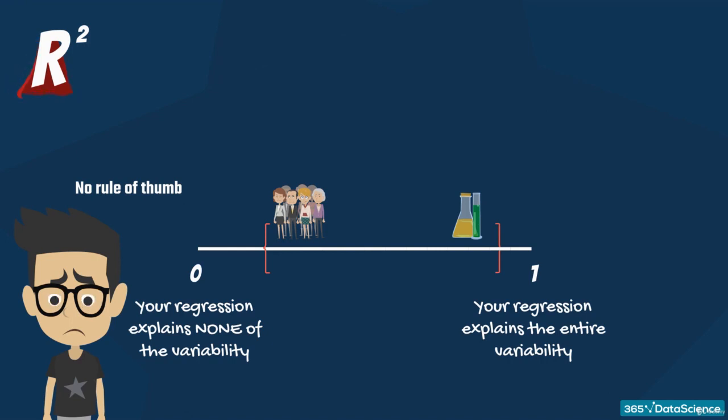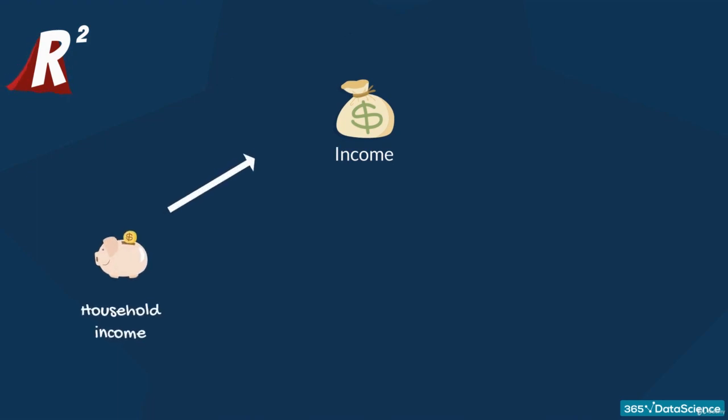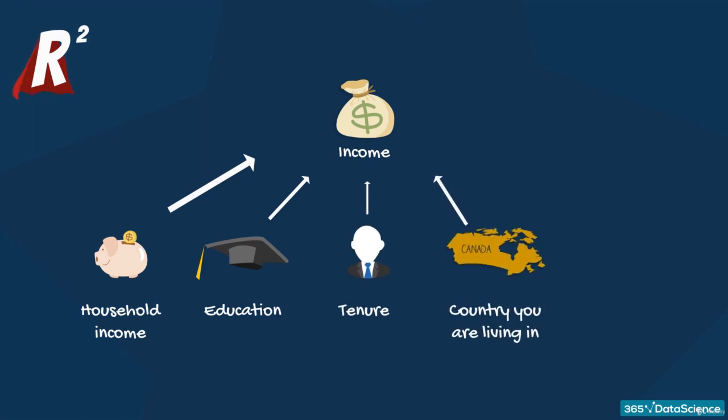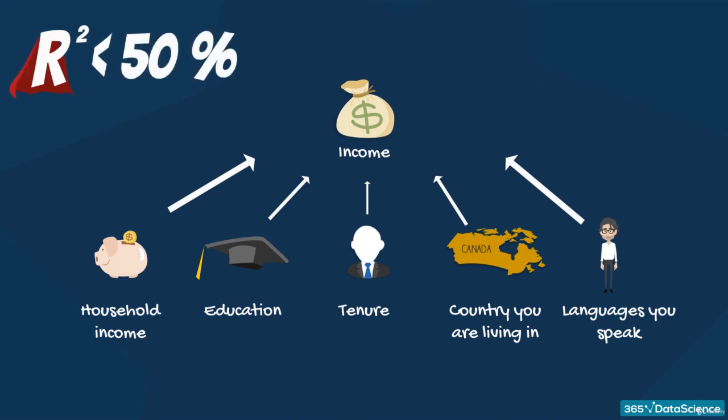It depends on the complexity of the topic and how many variables are believed to be in play. Think about income once more. It may depend on your household income, including your parents and spouse, your education, years of experience, country you are living in, languages you speak, and this may still account for less than 50% of the variability of income. Your salary is a very complex issue, but you probably know that.